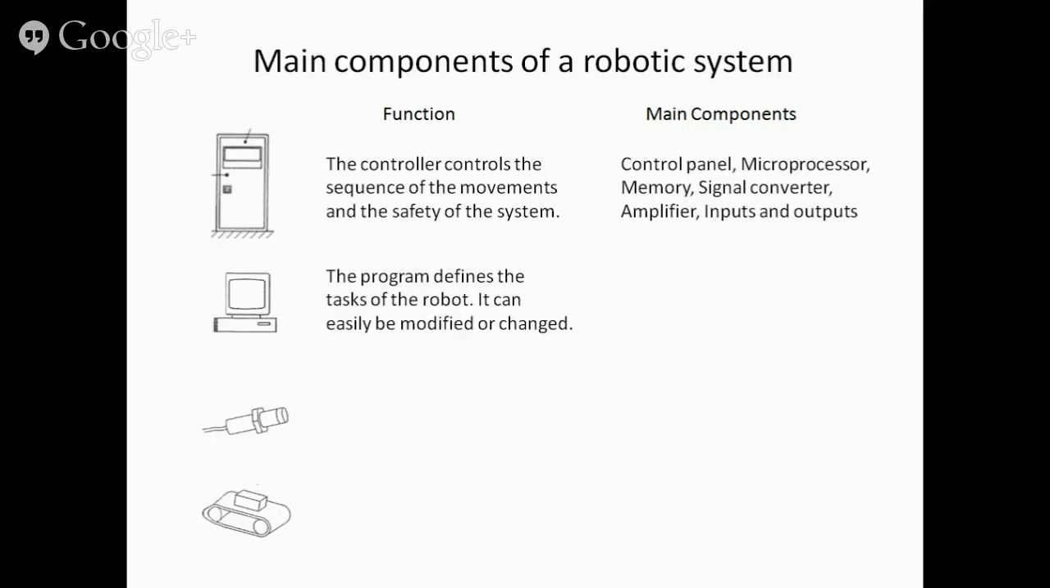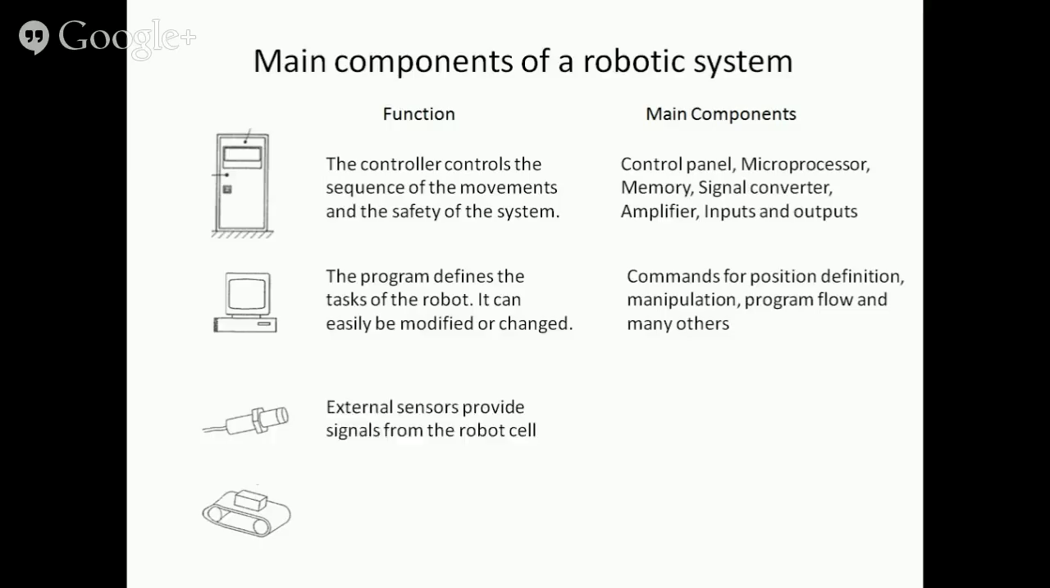The program defines the task of the robot. It can easily be modified or changed. There are commands for position definition, for manipulation, for program flow, and many others. External sensors provide signals from the robot cells, means from the periphery, from the surrounding. There are different types of sensors. A very important one of them is our vision systems.